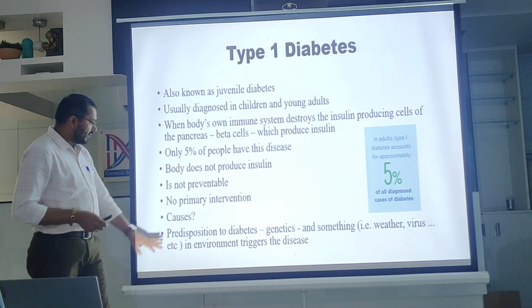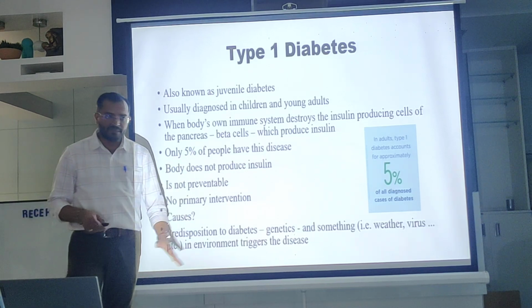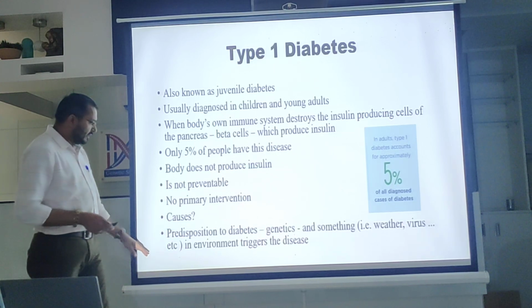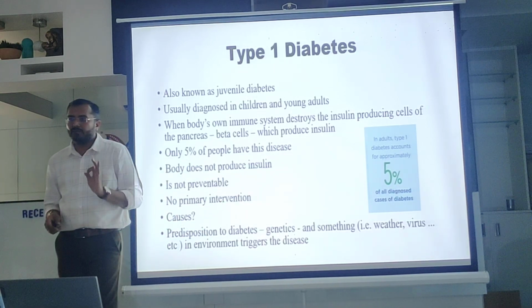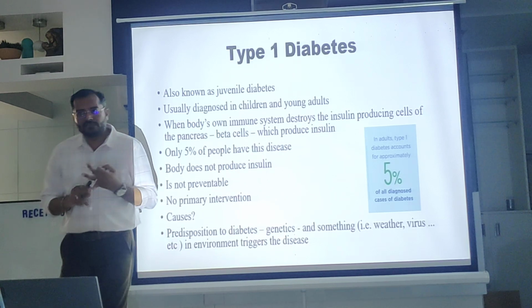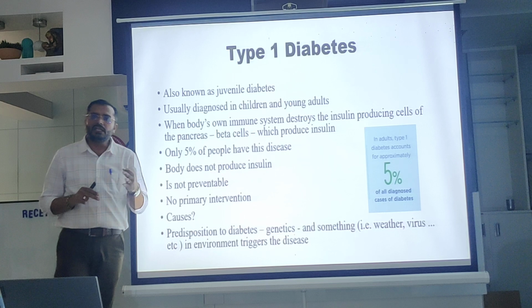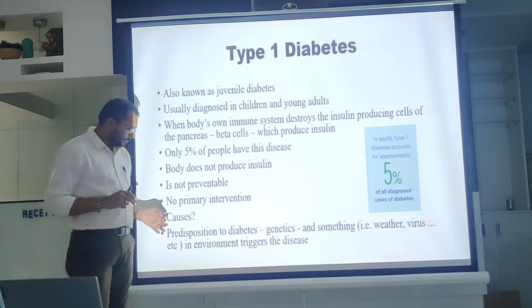So there are no primary interventions. The causes, most commonly the cause of type 1 diabetes, is genetics. We always say genetics and sometimes a virus. Most of the time, a viral infection plays a very important role. There are two viruses, one is rubella and one is Coxsackie virus. These two viruses can lead to type 1 diabetes in early childhood.